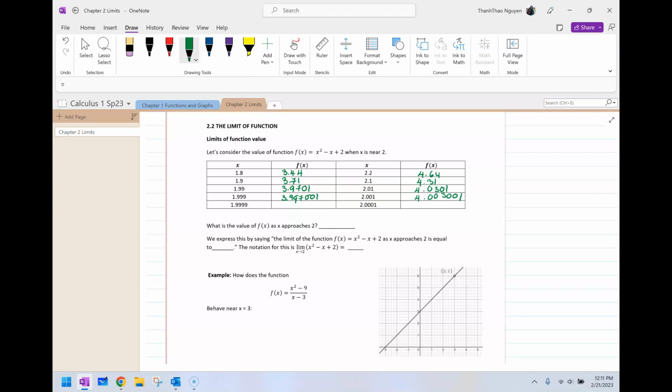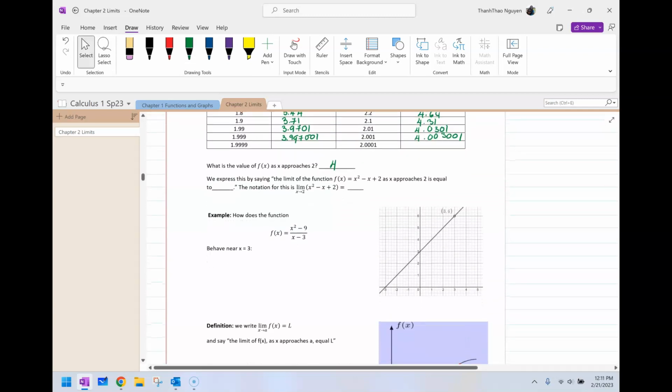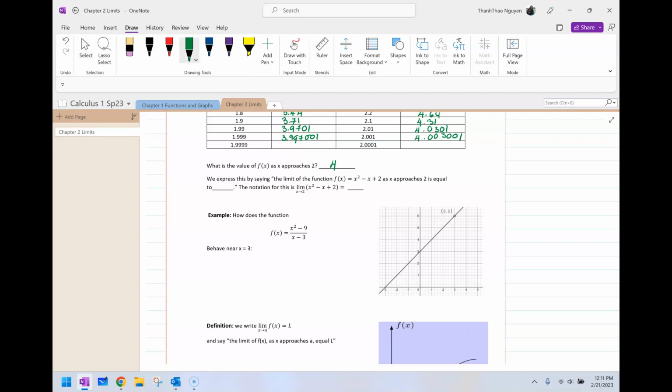So as you can see, when x is very close to 2, the value of f of x approaches 4. So what is the value of f of x as x approaches 2? f of x approaches 4. We express this by saying the limit of the function f of x equals x squared minus x plus 2 as x approaches 2 is equal to 4. And the notation for this is the limit as x approaches 2 of this function equals 4.